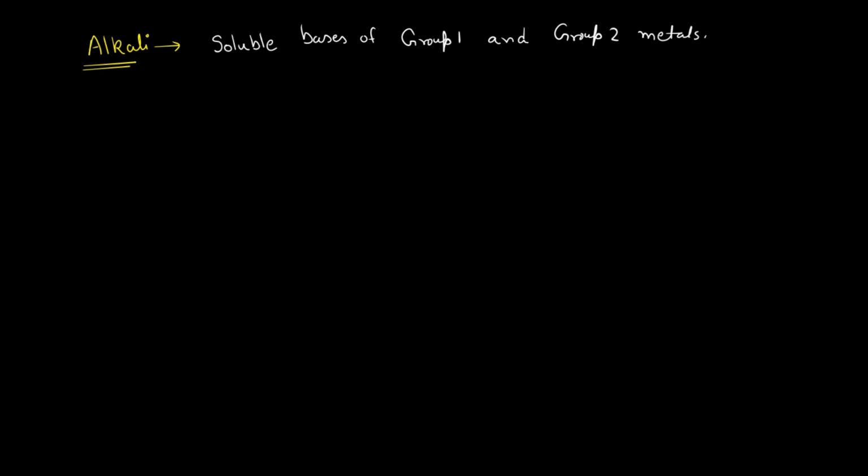Okay, so what is an alkali? Alkalis are the soluble bases of group 1 and group 2 metals. So soluble bases of group 1 and group 2 metals are called alkalis.